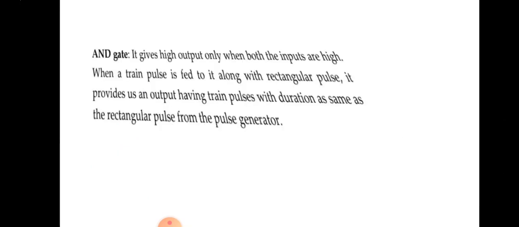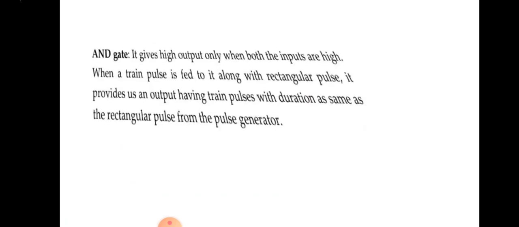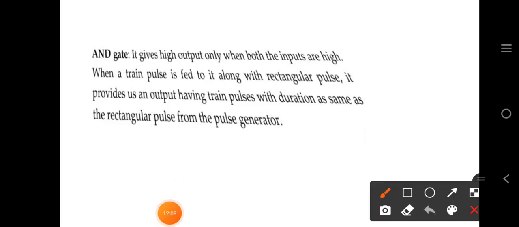Then the AND gate. As from the figure you can see, there is one AND gate where the output of the pulse generator is given. So it gives high output only when both the inputs are high. When a train pulse is fed to it along with a rectangular pulse, it provides us an output having train pulses with duration the same as the rectangular pulse from the pulse generator. So we know the function of the AND gate.